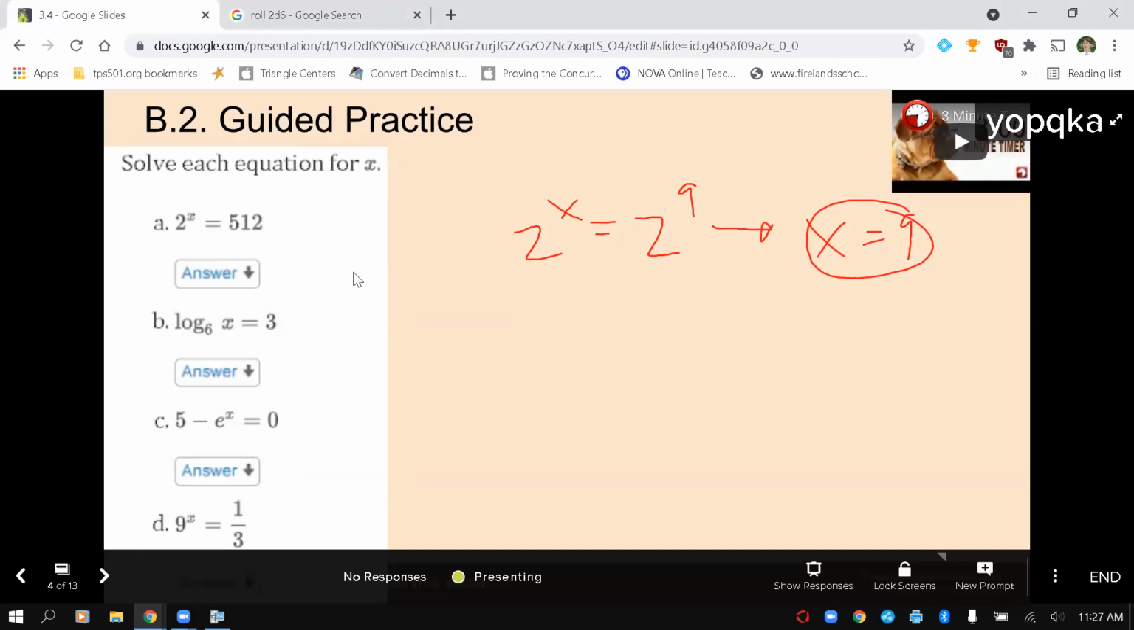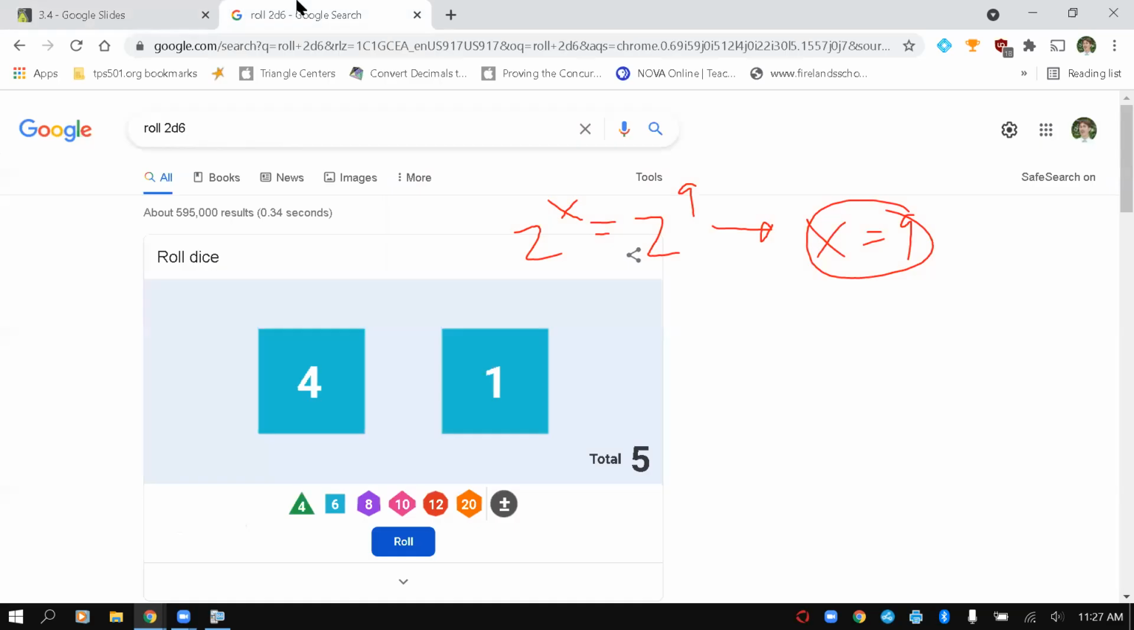Did everyone see that? If you could rewrite the second one as a power of 2, then they have the same base. And again, if the bases are the same, then the exponents will have to be the same. So you can just rewrite 512 as 2 to the 9th, and then set them equal to each other. All right.